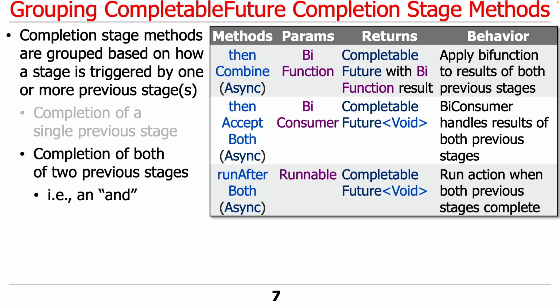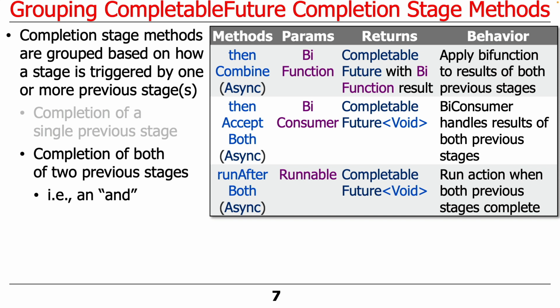There are then a bunch of other methods that will be triggered when both of two previous stages complete. So you can think of them as AND operations. These are completion stage methods that are triggered when the first and second of the previous stages complete. And there are 3 of them. There's thenCombine, thenAcceptBoth, and runAfterBoth.